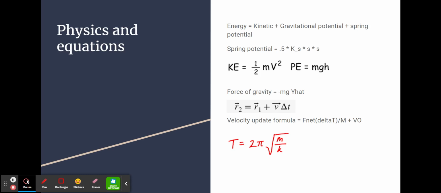And obviously we have our usual stuff like force of gravity equals negative mg y hat. And we can also use our position updates and our velocity updates to find how much it moves when we find our velocities using our energy equation. So that's basically what we're going to do. We're going to use our energy equation for different points to find our velocities and the changes. So therefore we can calculate what's going to happen. We'll also use the oscillation formula later on in the lab.